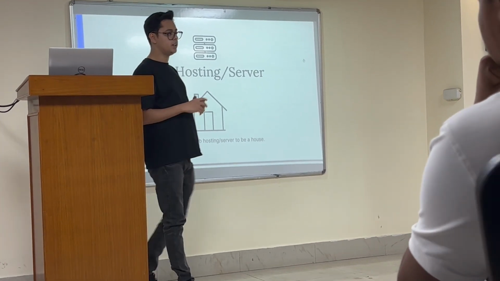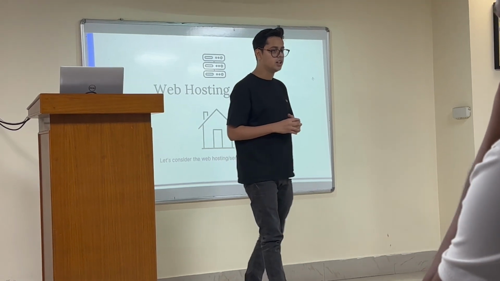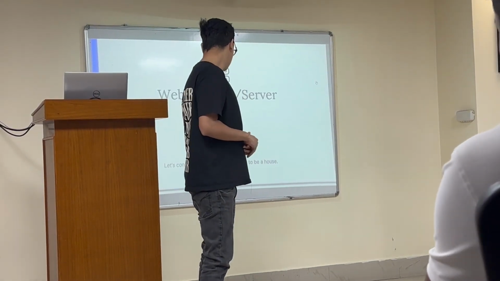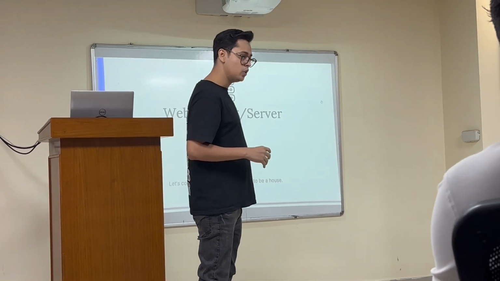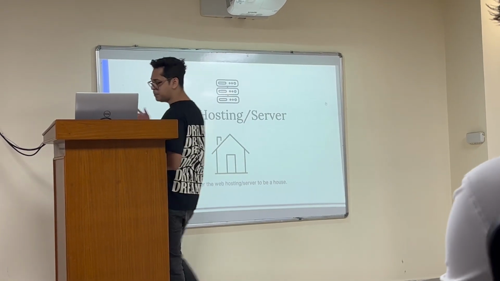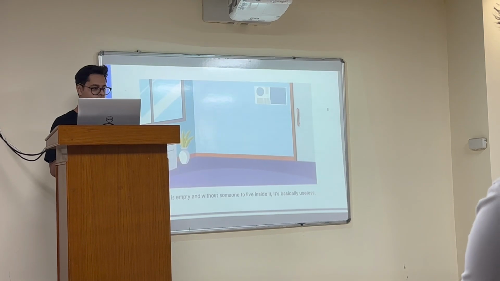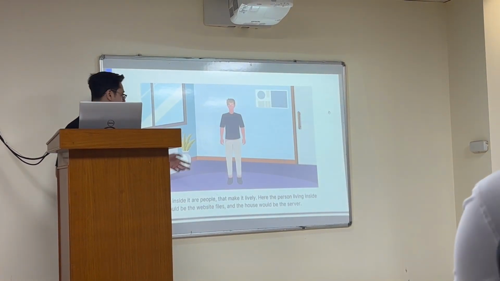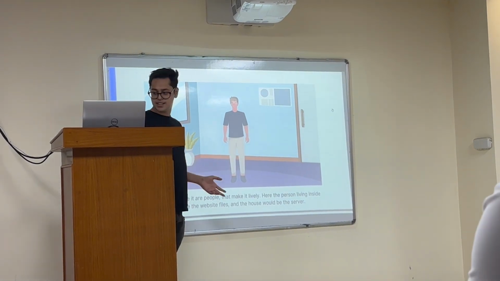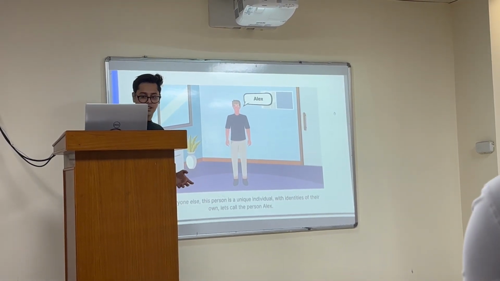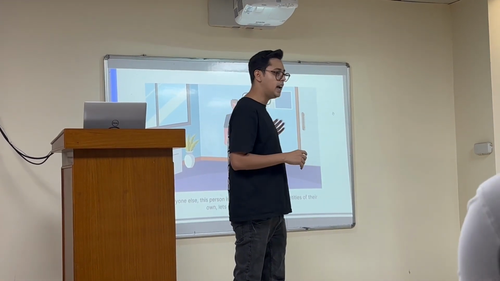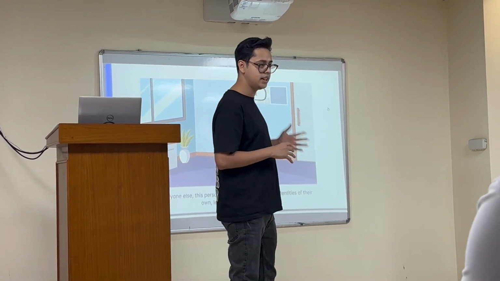The second component is web hosting and server. So a web hosting space could be considered a house. Now if you consider a web server to be a house, then there should be people living inside the house, without which the house is empty, right? So let's consider a person is living inside the house and the person's name is Alex. Just like every individual, this person has a name and identities and characteristics of their own.